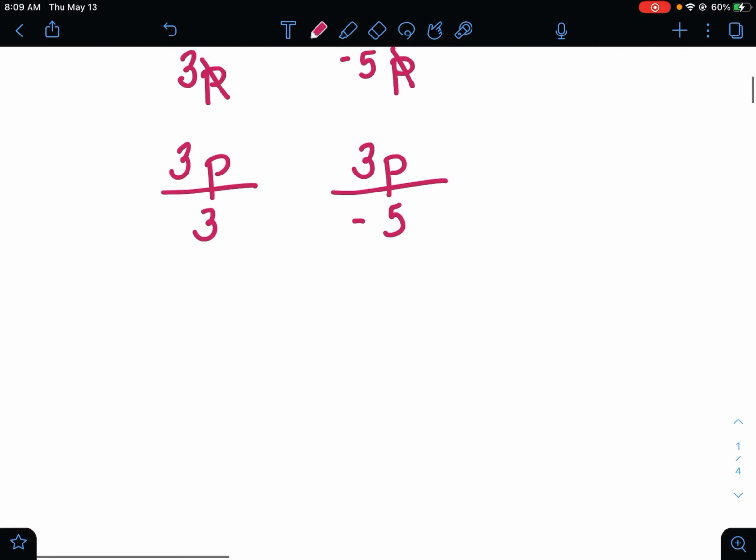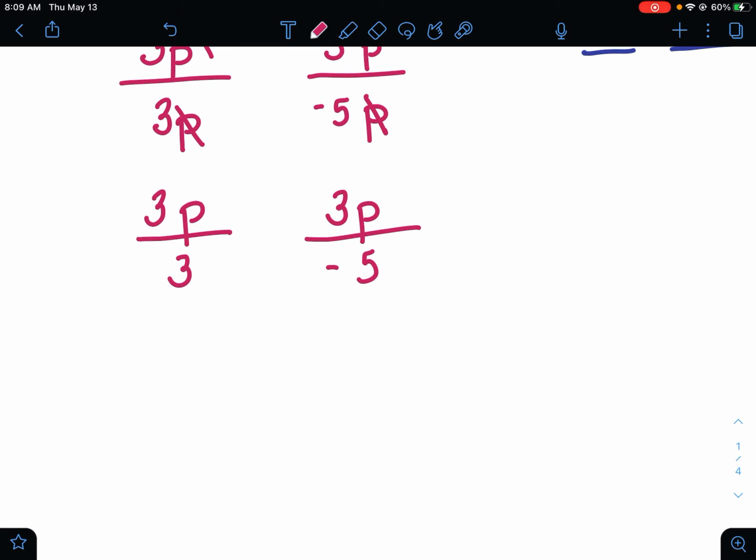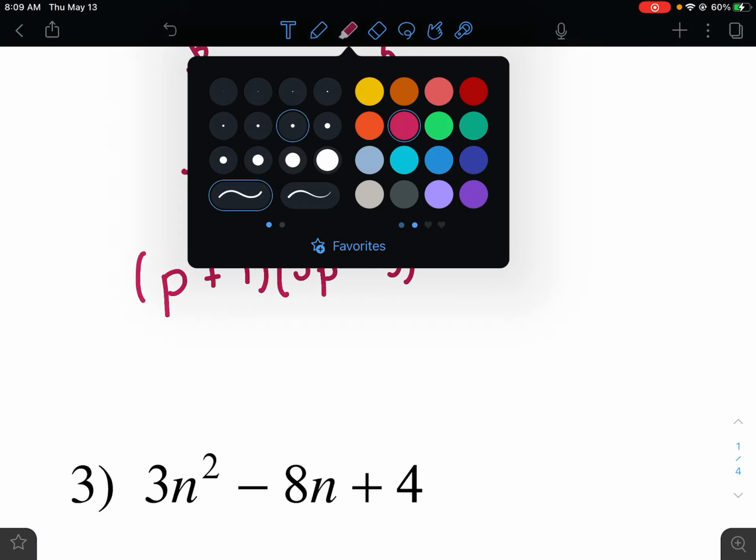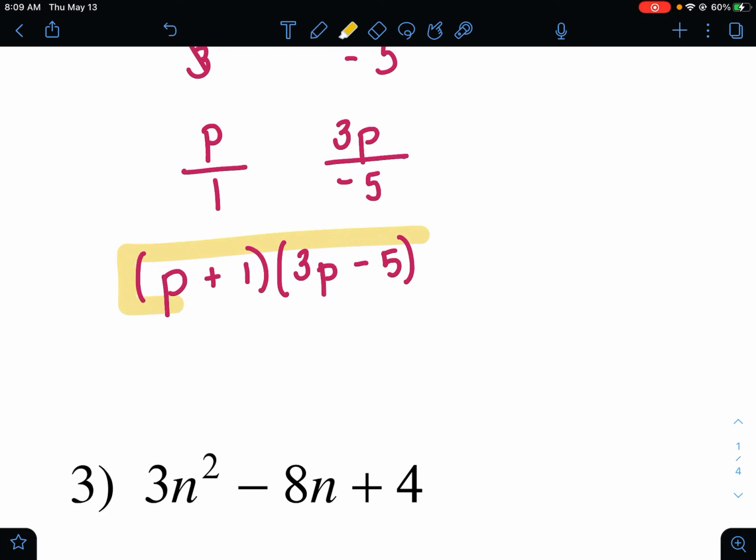And then you look at these fractions and just reduce them. 3p divided by 3, well, that just gives me p over 1, and yes, I'm leaving it over 1. 3p divided by -5, I cannot reduce that at all. So from here, we're going to go straight to our answer. Since this is p over 1, that becomes p plus 1 in parentheses. And 3p divided by -5 becomes 3p minus 5. And that's our answer. That is our factored expression.